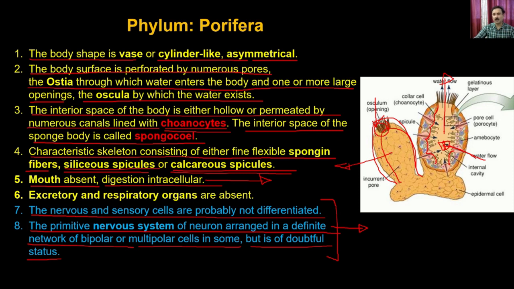There is no locomotion present in sponges, and this is a very distinct property of the members belonging to the Porifera. The reason behind this is that they don't have a very well developed sensory system.